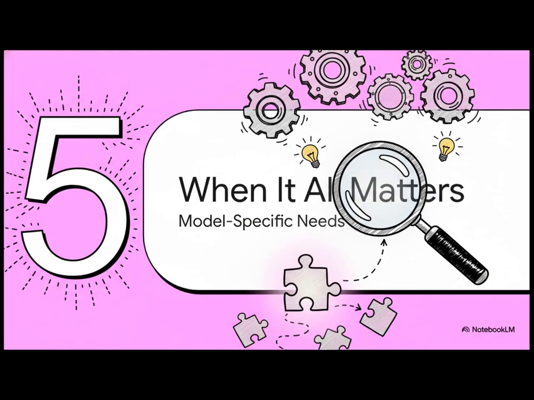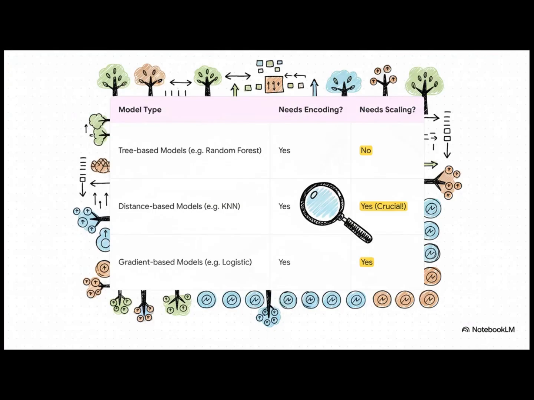But here's the final question. Do you really need to do all of this every single time? Knowing when these techniques are non-negotiable and when you can maybe skip a step is the last crucial piece of this whole puzzle. And this table right here is your practical cheat sheet. This is one of the biggest takeaways.